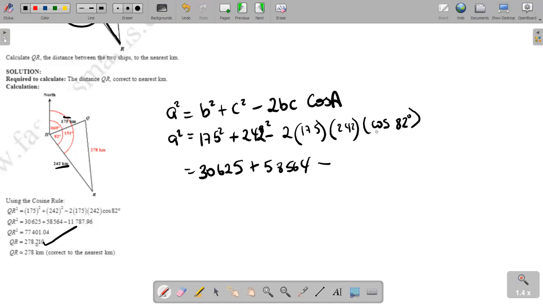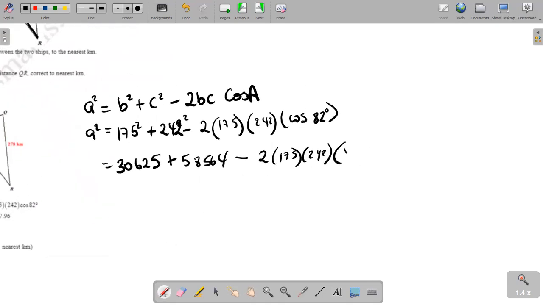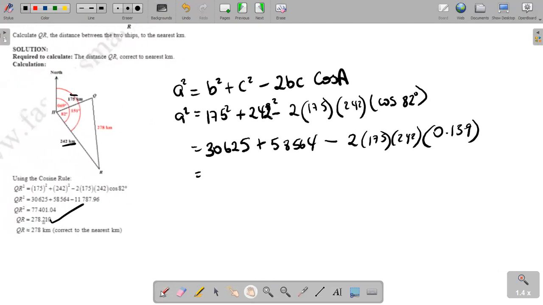Everybody see that? Okay, so all you have to do now is multiply 2 times 175 times 242 times the decimal that we just got, which is 0.139. I want everybody to finish this and tell me if you get the answer. The answer you should get is, when you get A, not A squared, A is equal to 278 kilometers. If you get it, just put got it and then we're good to go. I just need to make sure y'all can finish it by yourselves.